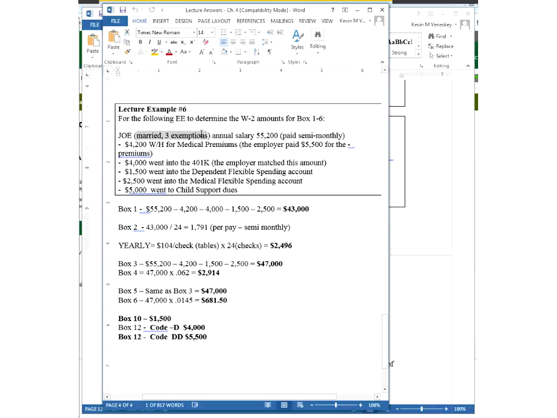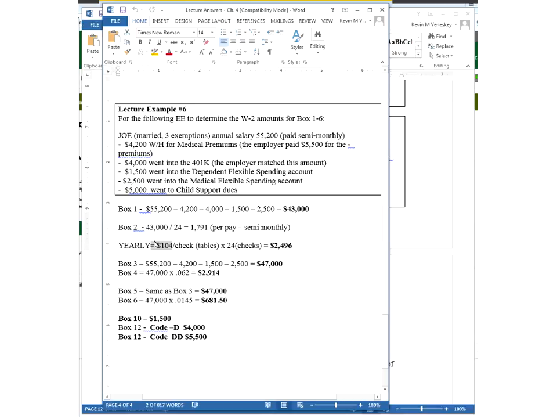And given the information, let's see here, he's married with 3 exemptions. If you turn to the back of your book in the tables and you go to semi-monthly pay for somebody who is married, and then with 3 exemptions, look up this amount, $1,791. You're going to see that taken out of his check every other week is $104. Looking at the tables.